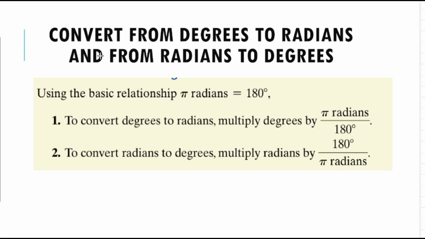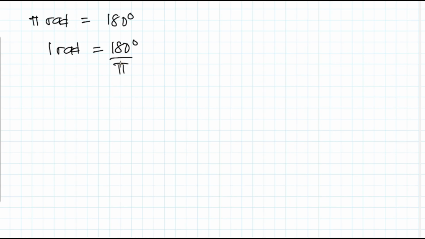So we can convert from degree to radian and radian to degree. Okay, so you know that the sum of angles in a circle is 360. So pi radian is normally equal to 180 degree. So that means 1 radian will be equal to 180 degree over pi. Okay, and then that implies that 1 degree will be equal to pi radian divided by 180.